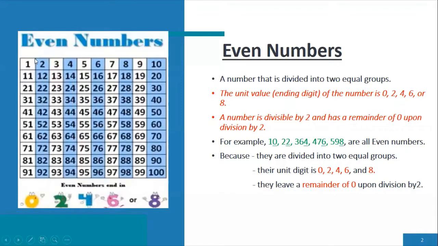Now in this chart, there are numbers from 1 till 100 and you can see these blue bars are even numbers because their last digits or unit values are 0, 2, 4, 6 or 8, and whenever we divide these numbers by 2, we get 0 as a remainder. So these are called even numbers.